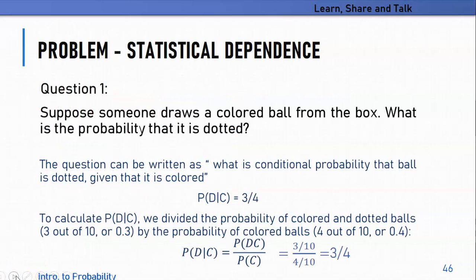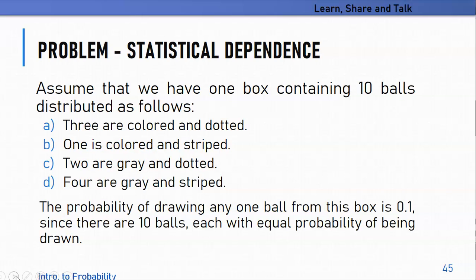we need to understand the question. Suppose someone draws a colored ball from the box. What is the probability that it is dotted? Now look at the issue. The issue is that someone has already drawn a ball and that ball is a colored ball. And what is the probability that it is dotted as well?